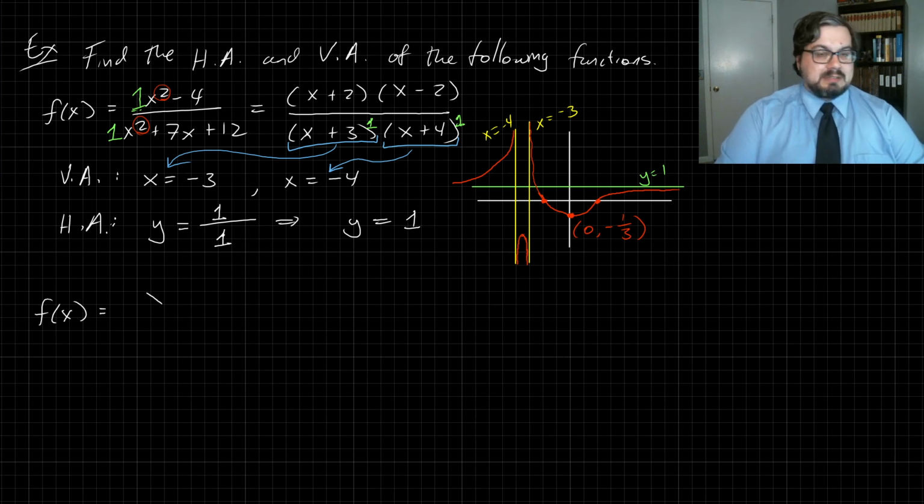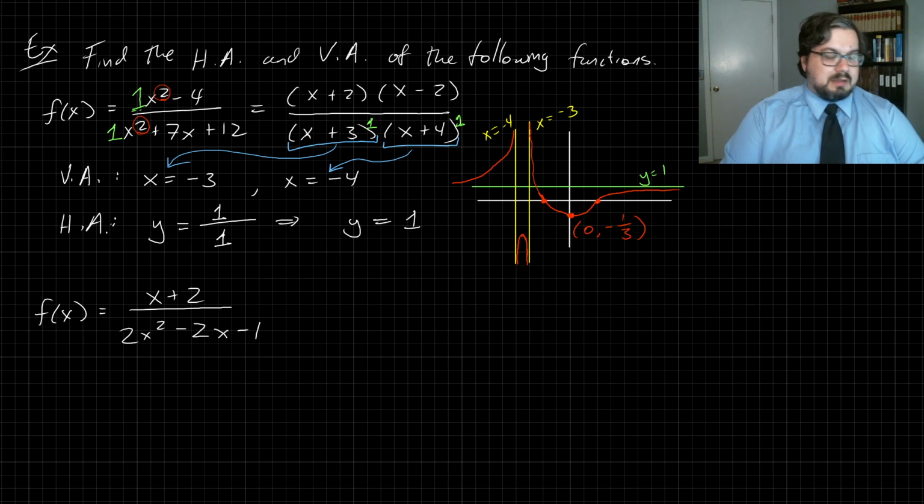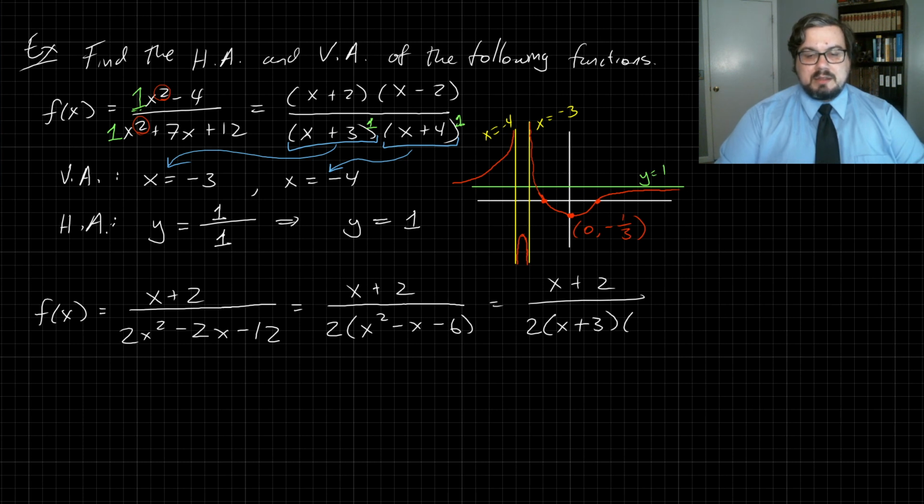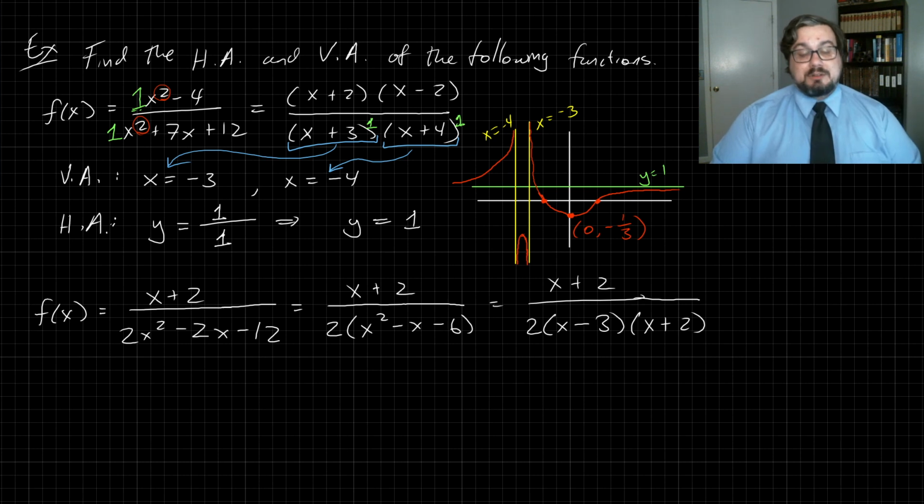Let's look at f of x equals x plus 2 over 2x squared minus 2x minus 12. The first step, as always, is to factor. So we get x plus 2, and then we can factor 2 out of this denominator, getting x squared minus x minus 6. We continue factoring and get x plus 2 over 2 times x plus 3 times x minus 3, and x plus 2. And there's our factored form of f.